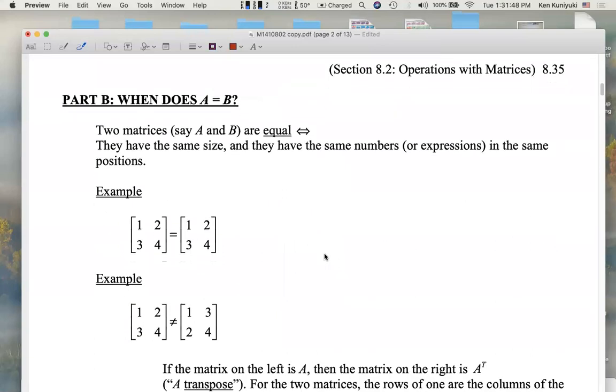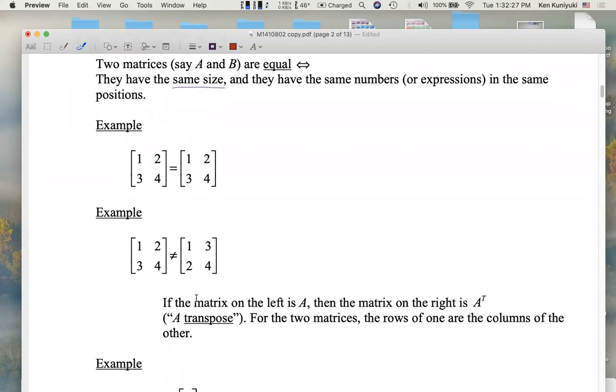Okay, finally, when does A equal B? Before, with our ER rows, we were doing row equivalent matrices, but when are two matrices actually equal? Well, if A and B are two matrices, A equals B if and only if they have the same size, m by n, and they have the same numbers or expressions in the same positions. So for example, here, these are both 2 by 2 matrices. Upper left has 1, upper right has 2, lower left has 3, lower right has 4. Same numbers in the same positions.